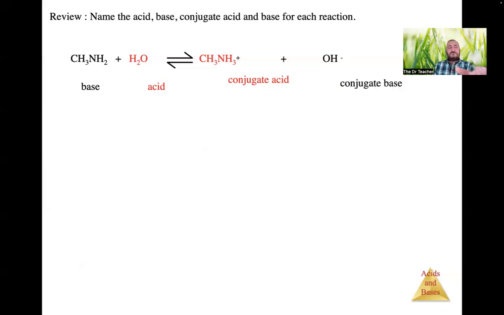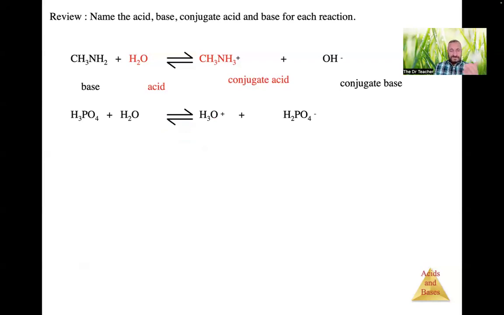So base, conjugate base. Always, if you have a base, you end up with hydroxide. So that will be the conjugate base. But the acid is acting as an acid. Whichever one accepted the proton will be the conjugate acid.